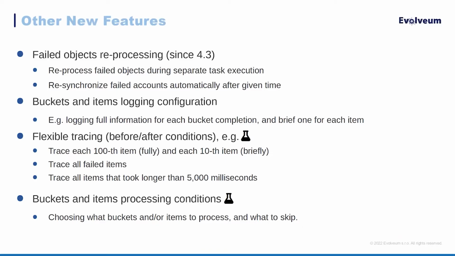There is logging configuration. You can define custom logging options to have a log record after each bucket or even after each object is completed. You can choose either brief or full information there. In future, we might even implement complete overriding of logging configuration for a given task, just as it's currently done for tracing, but for tasks it is not done now.